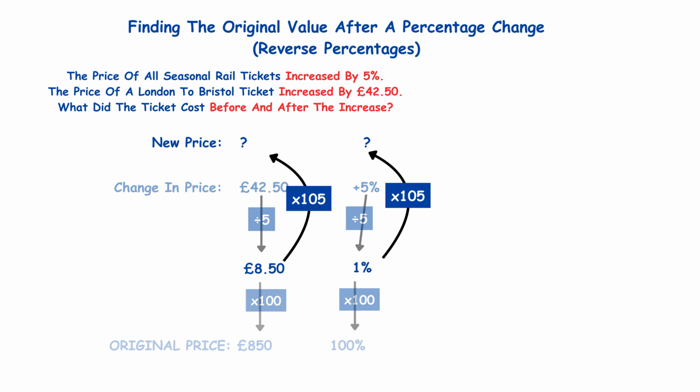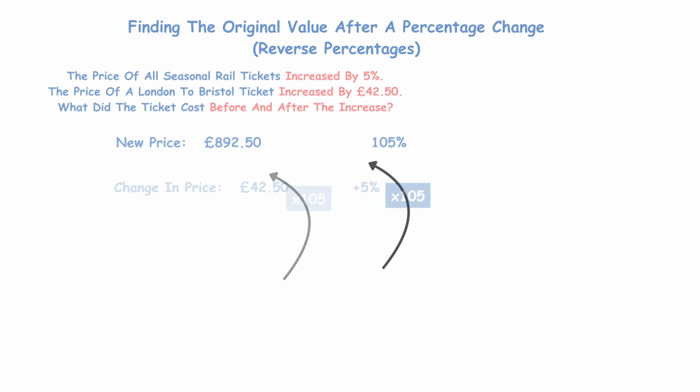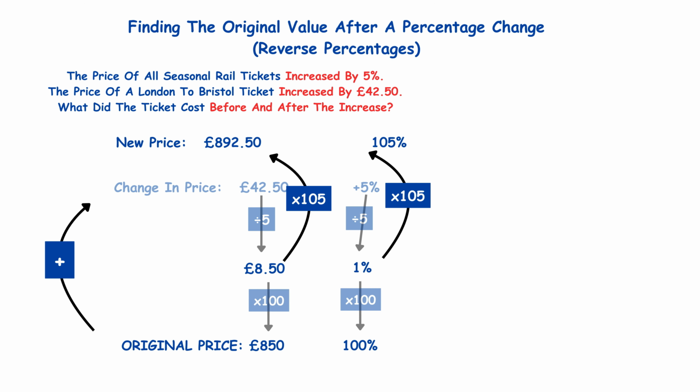Then to find the new price after the increase, we just multiply £8.50 by 105 because we want the original 100% plus the extra 5%, which gives us 105%. So that will be £892.50, or alternatively, you could have also just added the original price of £850 to the change in price of £42.50, and that would have also given you £892.50. So either way of doing it is perfectly fine.